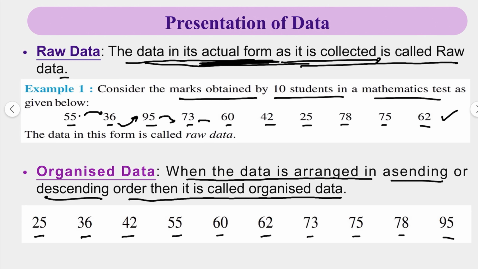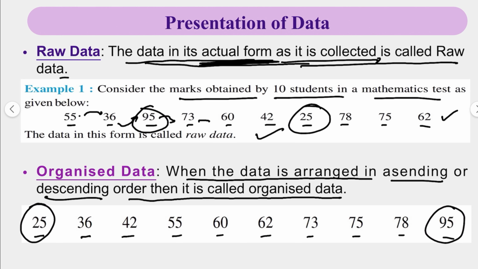Why are we doing this? It will help us draw some conclusions. For example, if I ask you what the lowest number is, you have to go through all the data to find that 25 is the lowest. Similarly, for the highest number, you have to go through all the data to find that 95 is the highest. But when the data is organized, you can simply find the lowest and the highest number. The lowest will be at the left and the highest at the right if arranged in increasing order, or vice versa if arranged in decreasing order.